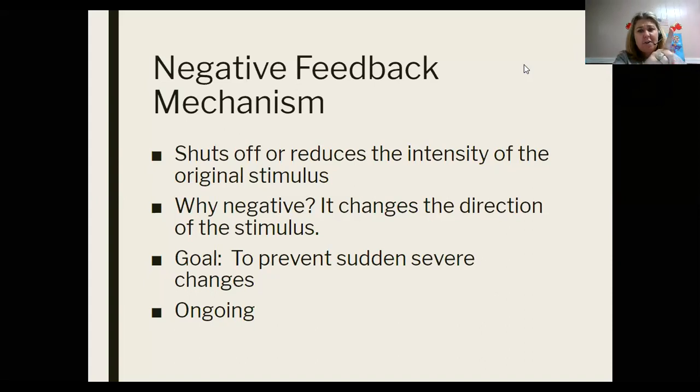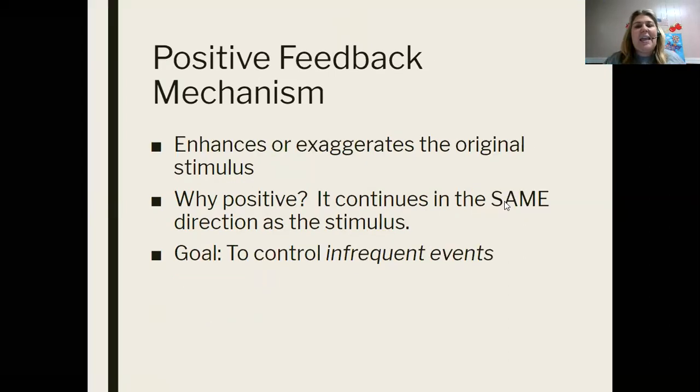So if negative is the first one, what do you think the second feedback would be? Positive. Positive feedback's a little bit different. It enhances or exaggerates the original stimulus.